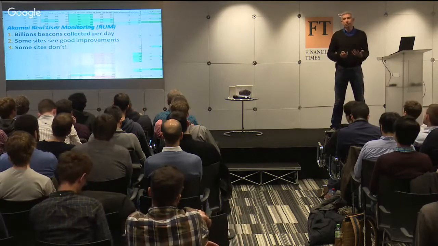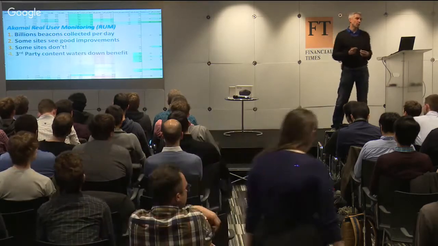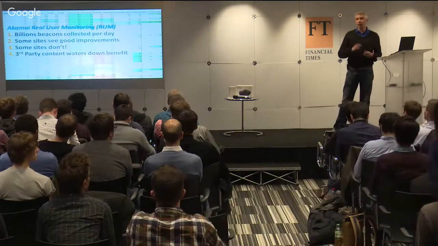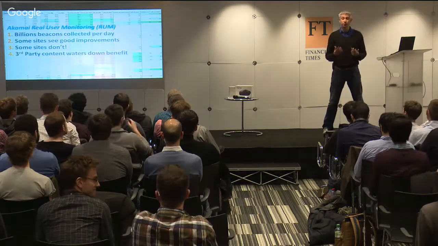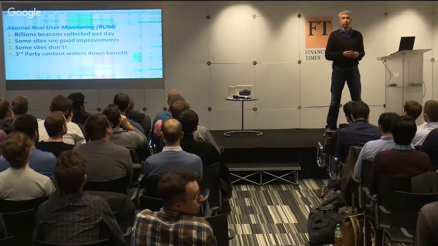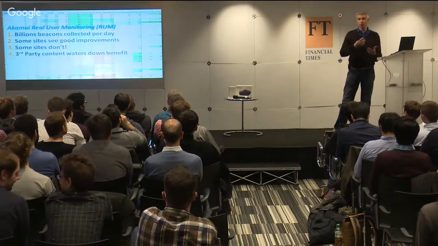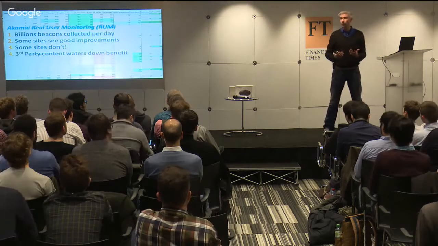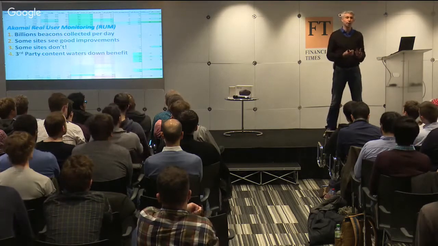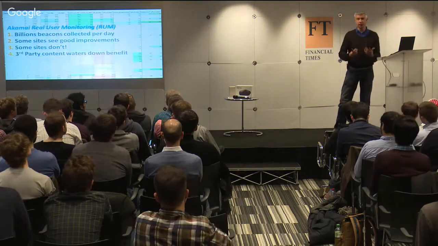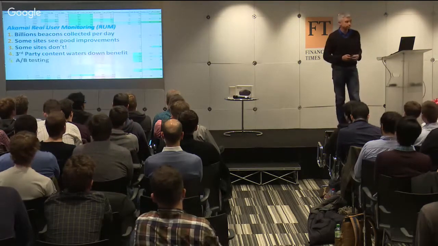Why don't some of the sites see good improvement? Third-party content seems to be the #1 thing that really slows down the metric, especially if you're loading that third-party content before your metric. So if you're measuring DOM complete and all your third-party content comes in before that, then it's kind of narrowing the positive effect that H2 can have. So be aware of that.